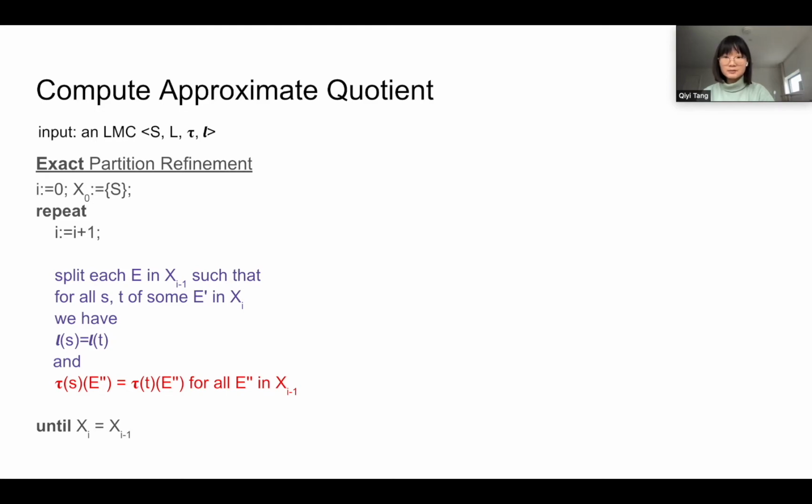The algorithm to compute the approximate quotient is very similar to the well-known algorithm to compute the exact quotient. For both algorithms, the first step is to obtain a partition. So let's first recap the exact partition refinement for computing an exact quotient. The input is just an LMC. At the beginning, we have this partition X0 where all the states are in the same set. Then we enter a loop. We increment the loop counter i, and we split each set in the previous partition such that for all states in a set of the new partition, they have the same labels and the same probability distributions over the previous partition. And we repeat until we reach a fixed point. That is, we can no longer split a set in the partition.